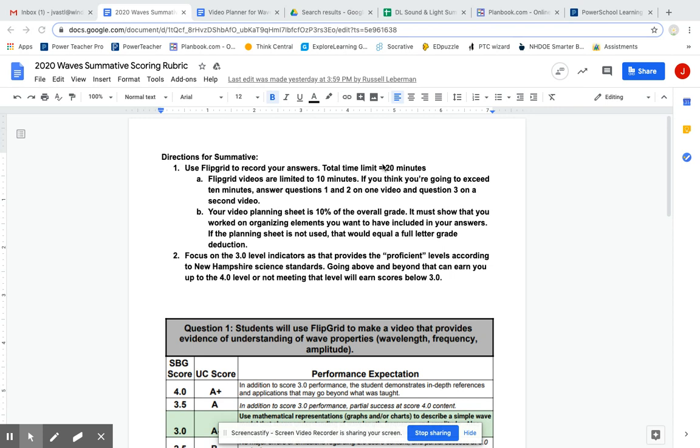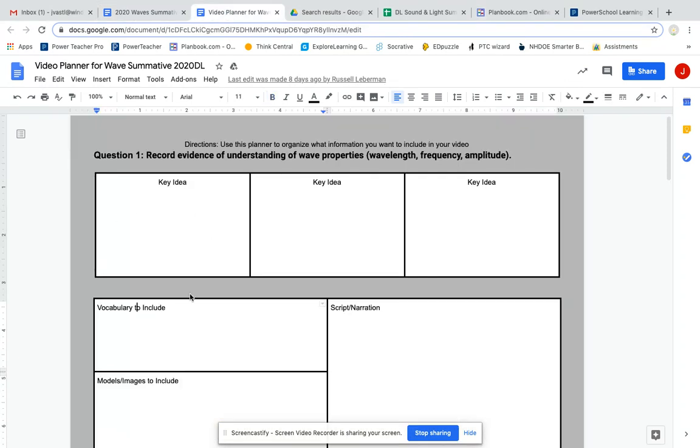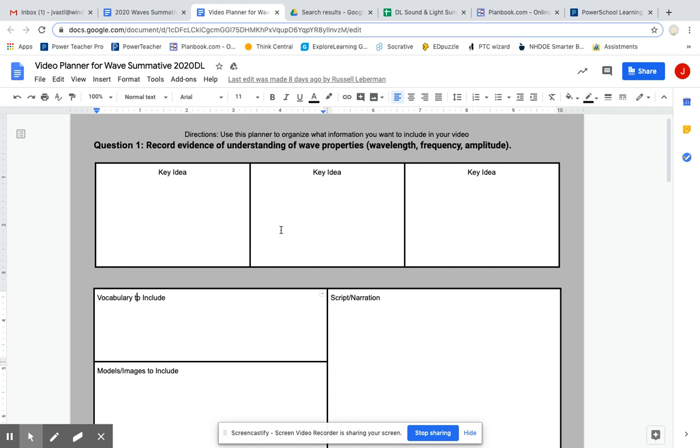Not a big deal. The video planning sheet that I had put on Unified Classroom on Monday, that is 10% of your overall grade for the summative. Now, the video planning sheet looks like this, okay? And you are going to have to fill this out for each question. So question 1, you list your 3 key ideas, and you can just type right in the boxes, guys, okay? So just type right in there.